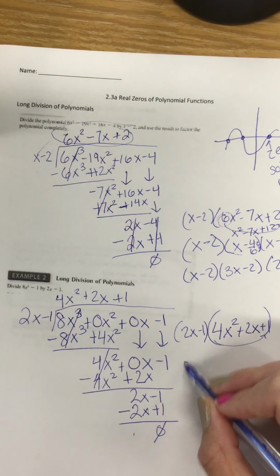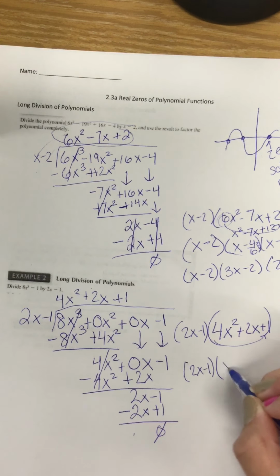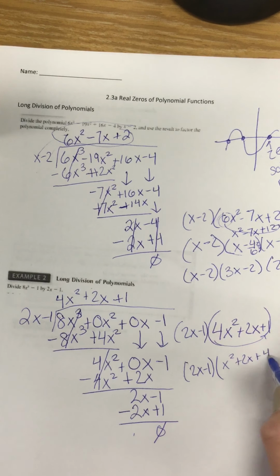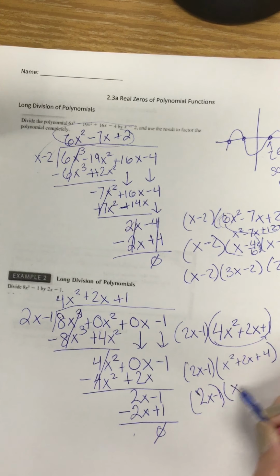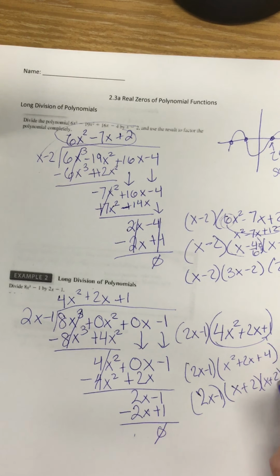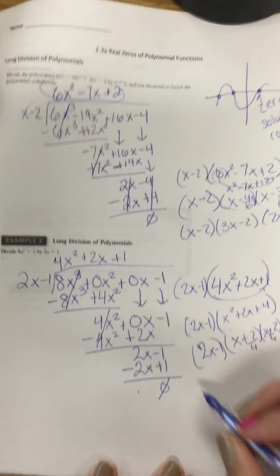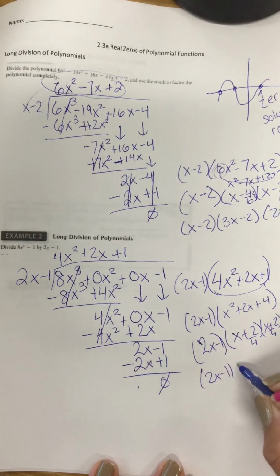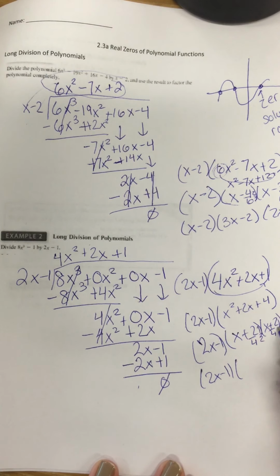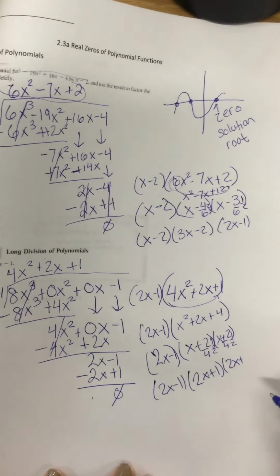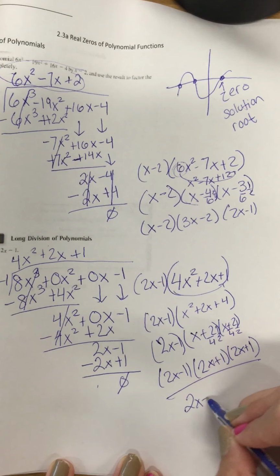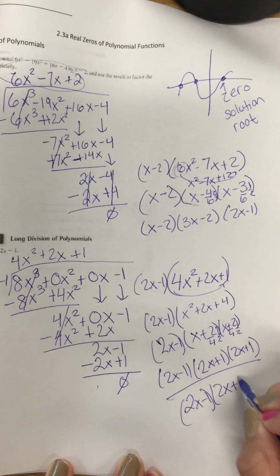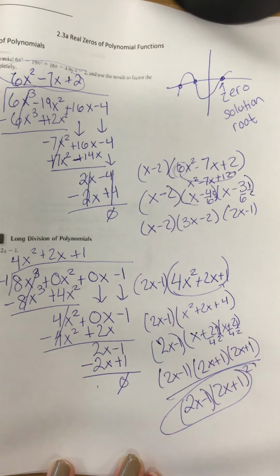If I multiply this through, I'm going to get x squared plus 2x plus 4, but I'm going to have to go back and divide by that 4 that I multiplied through. So I would get x plus 2, but I'm dividing both of them by 4. So I get 2x minus 1 times, this is going to be 1/2 and 1/2, so I do bottoms up. 2x plus 1 and 2x plus 1. And this would be my factored form. I could even write it as 2x plus 1 squared. There we go.